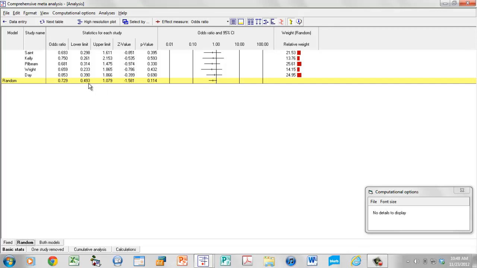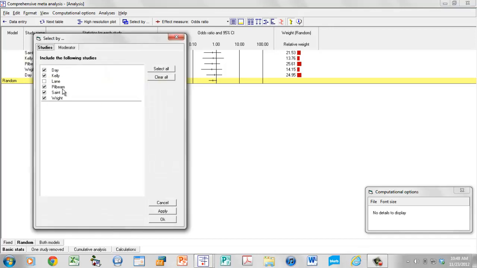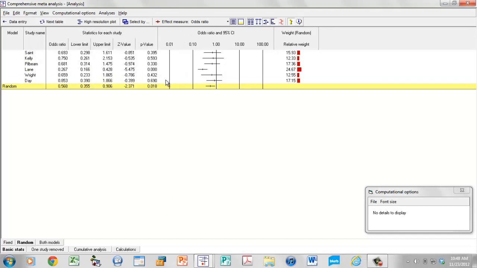with an upper and lower limit of 0.49 and 1.0 and a p-value of 0.11. Let me go back and put that study back in. Something else that we can do, now that I have all my studies back, if I go back to basic statistics, I have this. I can do a cumulative analysis.